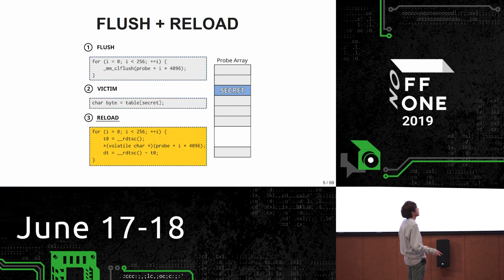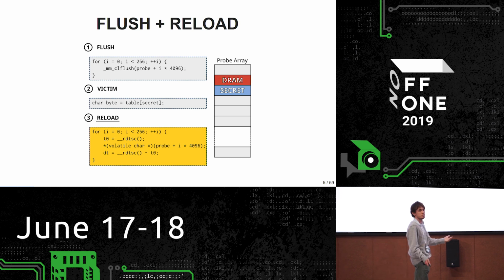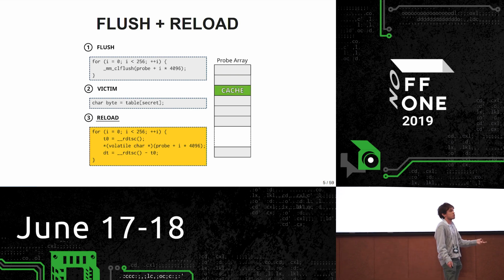The attacker can do a reload attack now, and he can just access every entry. The first entry is from DRAM, so it's slow. The second entry is from DRAM, so it's slow. The third entry is from the cache, so he knows which entry was used by the victim.